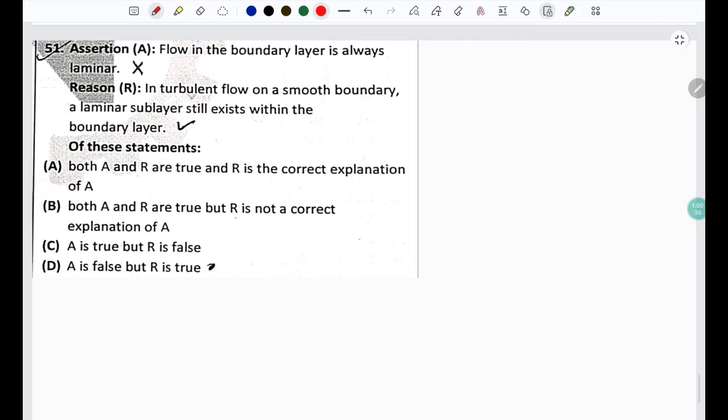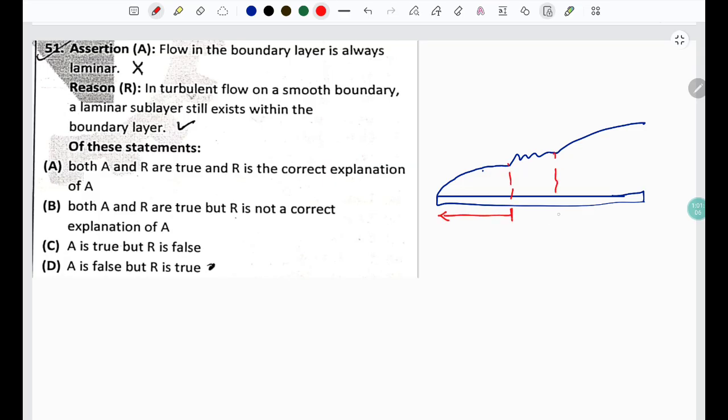Here is another question which says that flow in the boundary layer is always laminar, which is a wrong statement. The reason says that in turbulent flow on a smooth boundary, a laminar sublayer still exists. Exactly. Over a flat plate, we know that the boundary layer develops like this. Then comes the transition zone, and then comes the turbulent zone. Now this is our boundary layer.